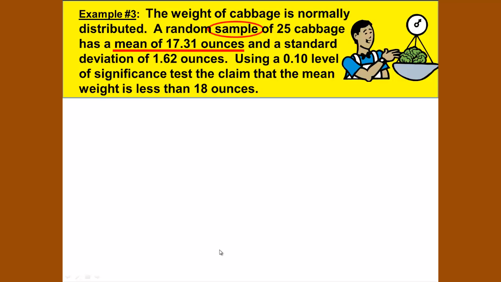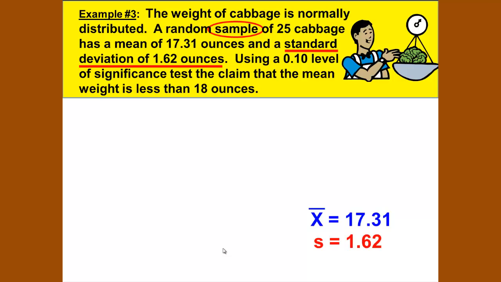Notice that we have a sample mean of 17.31 ounces. We know it's a sample because it's the mean of that sample of 25 cabbages. So our x bar is 17.31. Our standard deviation from that sample is 1.62 ounces, so that gives us s as 1.62. And our sample size is n equals 25. With that information, we're ready to proceed.